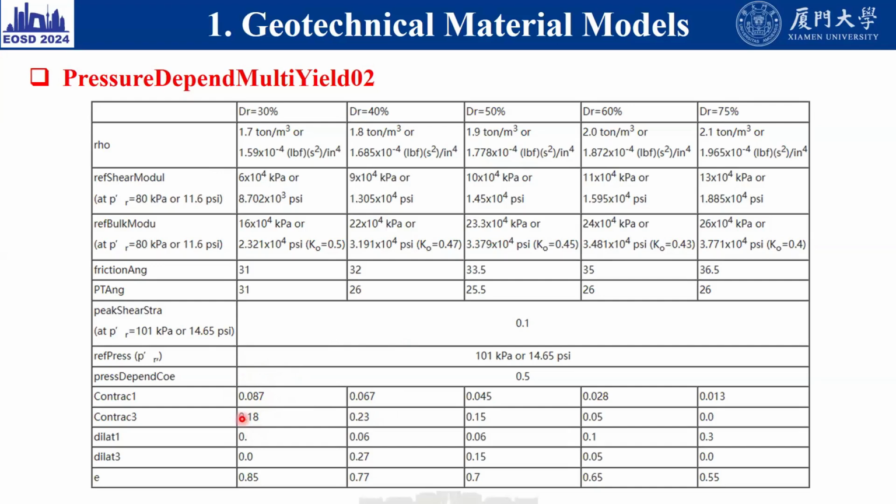With the increase of relative density, for example, 50%, 60%, and 75% here, the soil becomes denser and denser, which means that the soil is better and better. It becomes good soil, so it's not easy to liquefy. That's why the contraction parameter here is lower, and the dilation parameter here is high. So when the soil becomes denser and denser, it's getting better and better. It will be harder to liquefy.